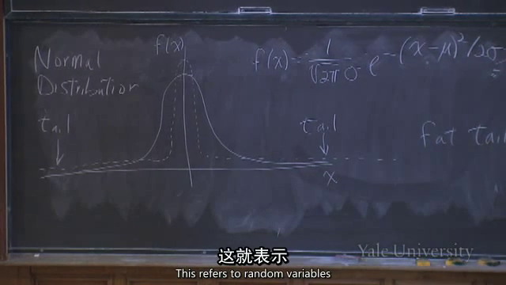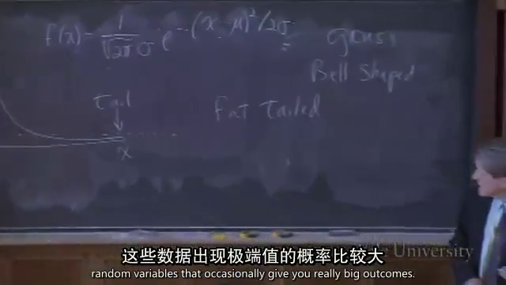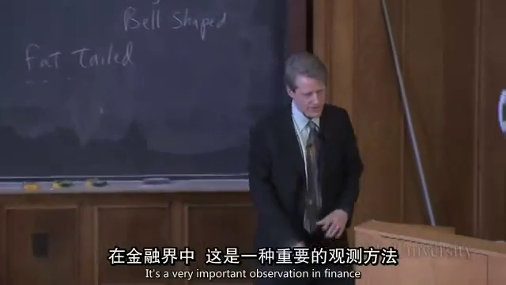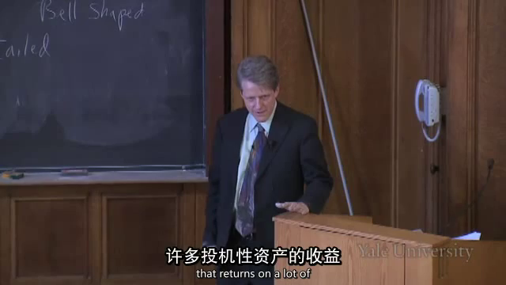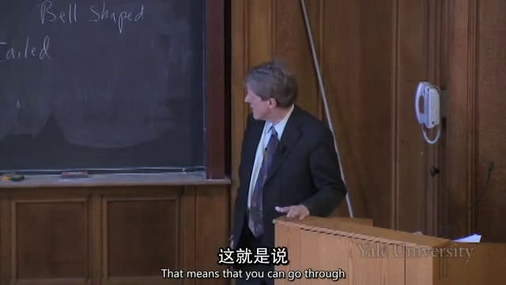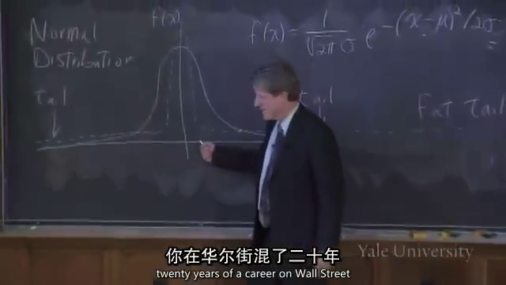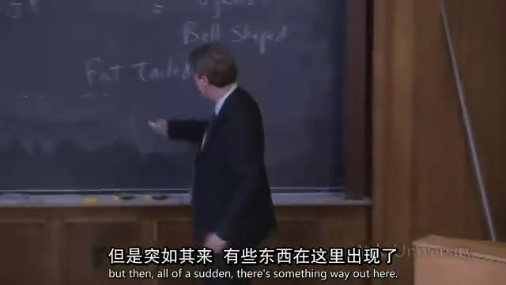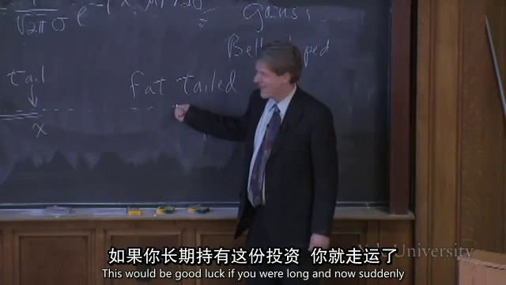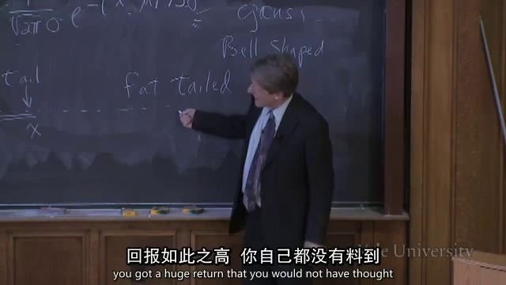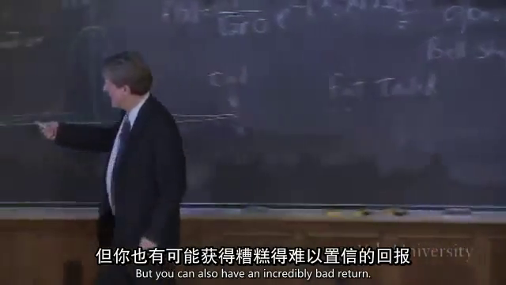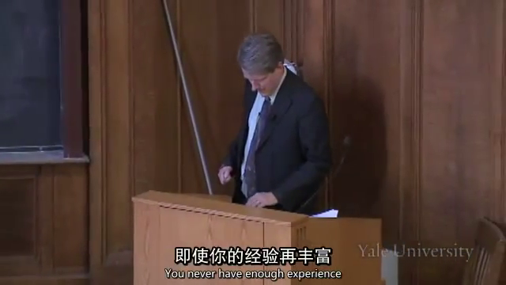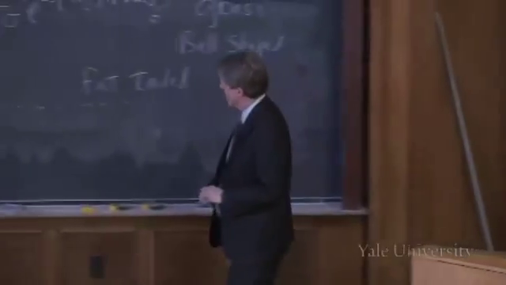Random variables that have fat-tailed distributions occasionally give you really big outcomes. So you have a chance of being way out here with a fat-tailed distribution. And it's a very important observation in finance that returns on a lot of speculative assets have fat-tailed distributions. That means that you can go through 20 years of a career on Wall Street, and all you've observed is observations in the central region. And so you feel you know pretty well how things behave. But then all of a sudden, there's something way out here. This would be great good luck if you're long. Now suddenly, you've just got a huge return that you would not have thought was possible. You've never seen it before. But you can also have an incredibly bad return. And this complicates finance because it means that you never know. You never have enough experience to get through all these things.